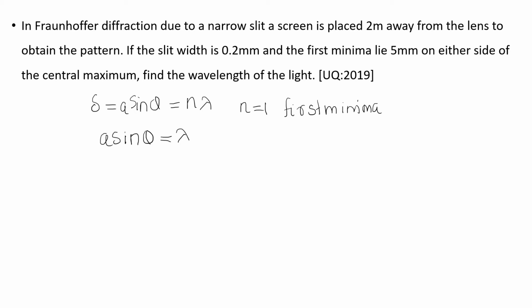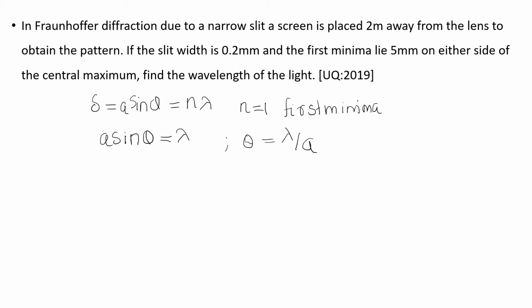And if the convex lens is placed very close to the slit, then the focal length of the lens is equal to the distance D between the slit and the screen. And if theta is very small, then we can write from the figure we have studied for single slit Fraunhofer diffraction, theta is equal to lambda by a.